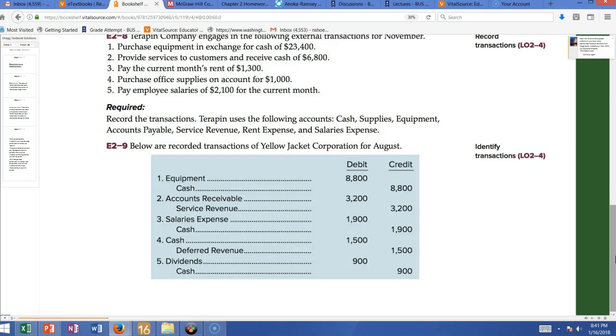Next, who wants to take number 2? Good. You're doing service that you haven't been paid for. Correct. We provided services on account, right? We did the work, but we haven't received the money yet, but we can bill for it because we have provided the service. Okay? Do you guys agree with that?